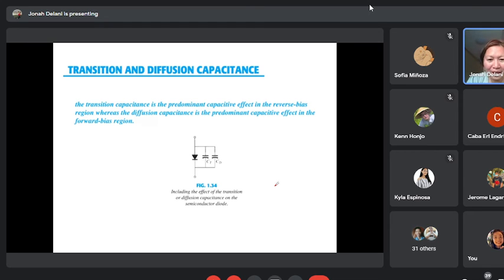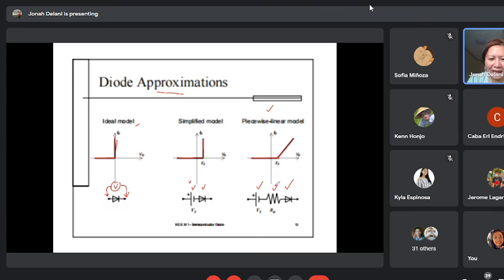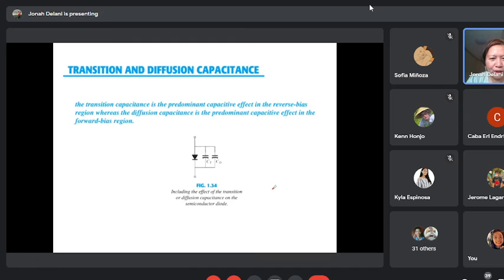So if we model it, the capacitances would be parallel to the diode.